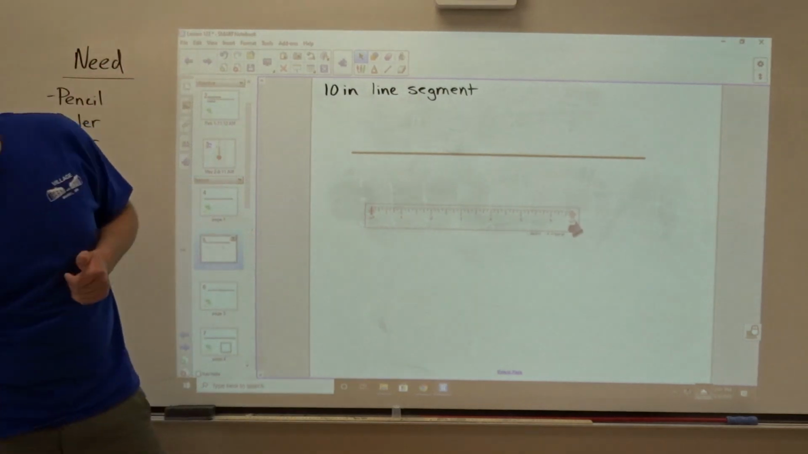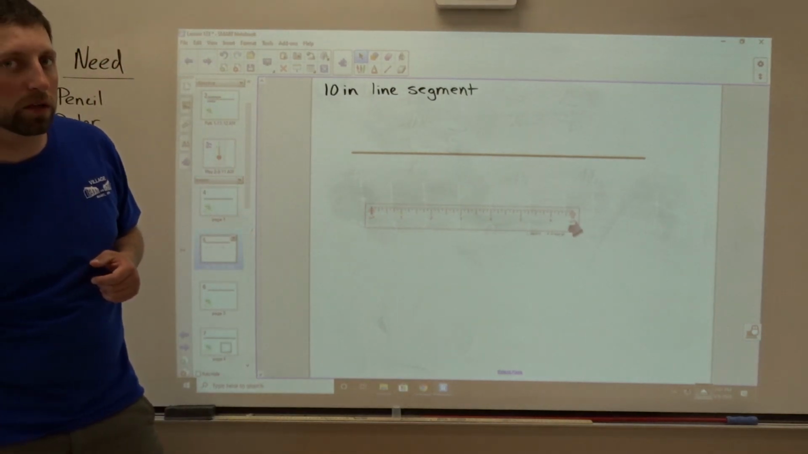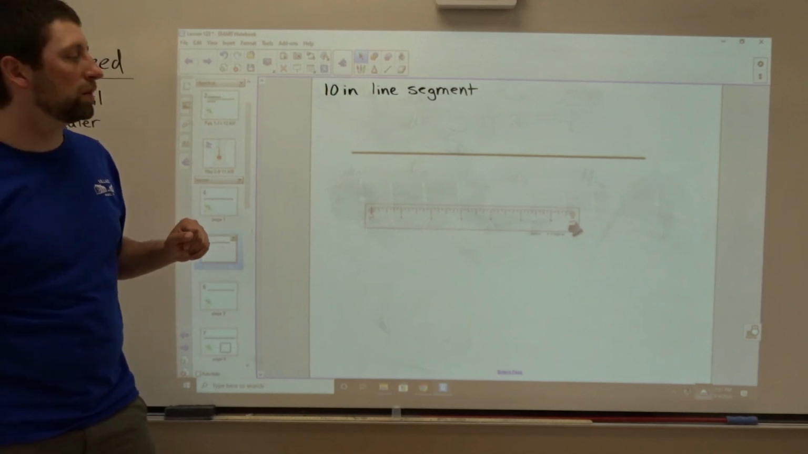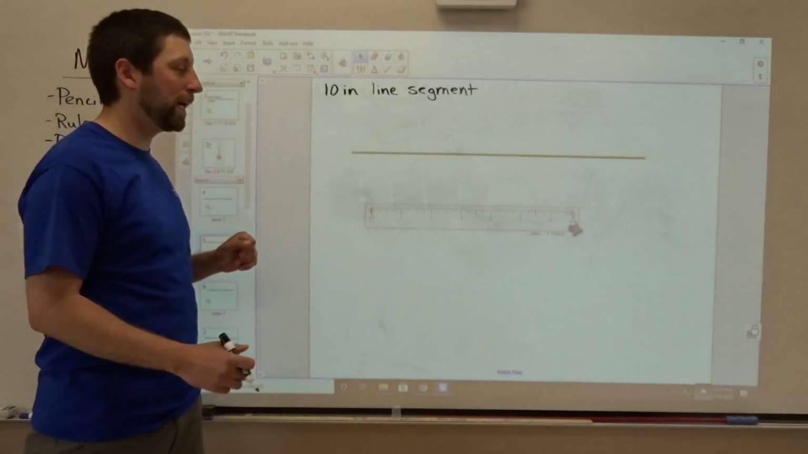So go ahead and do that now. Push pause. It'd be a good idea to push pause on the video and draw a 10-inch line segment. Once you're ready, go ahead and hit play again.